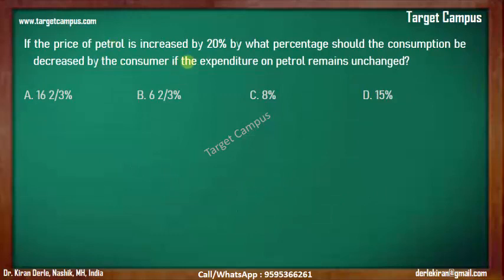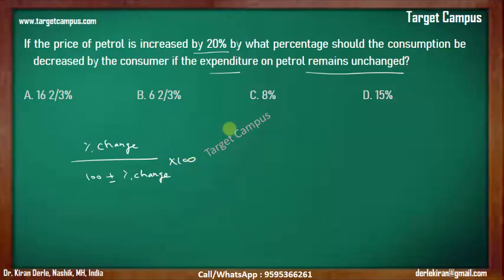Let's move on. If the price of petrol is increased by 20%, by what percentage should the consumption be decreased by the consumer if the expenditure on petrol remains unchanged? Same question. We have seen the formula: percent change upon 100 plus or minus percent change, into 100. If you get this kind of question, where the price is increased, how much percentage should consumption be reduced so that the expenditure remains the same, you just use this formula.